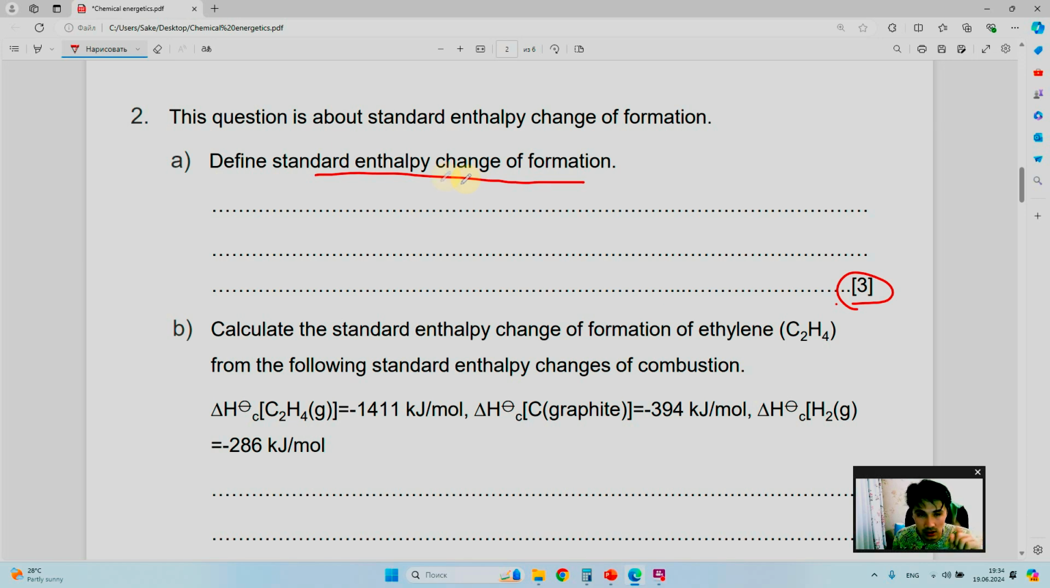So first, 1 mole of substance is produced. Second, from its elements, from its constituent elements. And third mark, in their standard states and standard conditions.